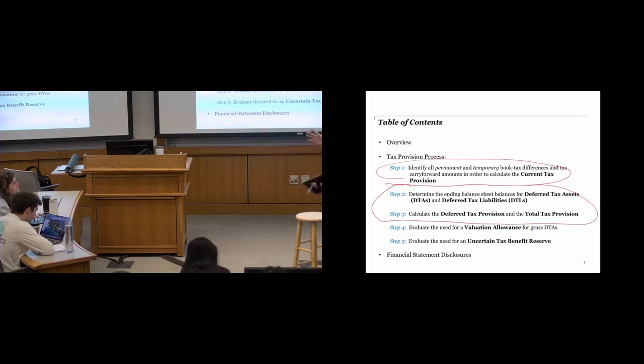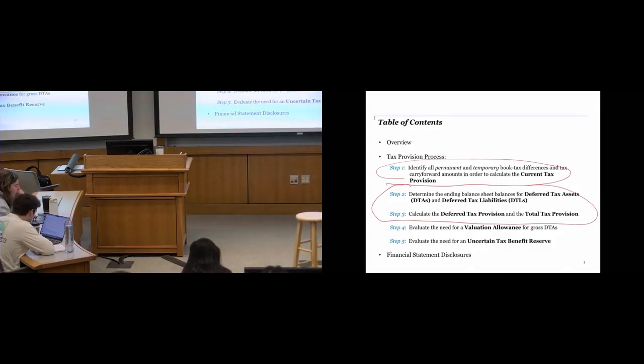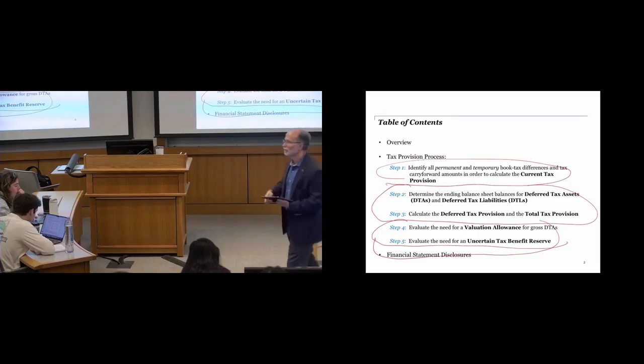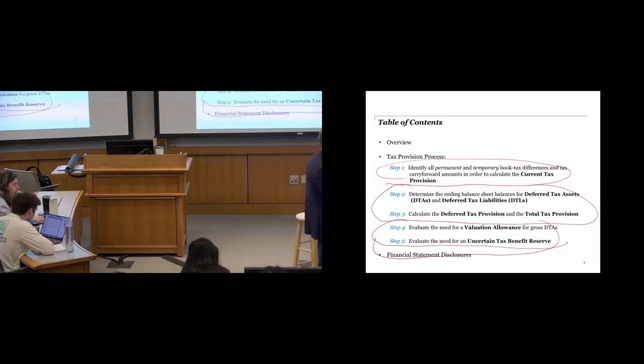Step 1 is, what is my current tax return? That's what I'm estimating. Now we're going to start looking at, how do I deal with the future consequences of book tax differences? And then my aim is to do steps 4, 5, and financial statement disclosures on Wednesday. And then that'll be done with our tax accounting, and then we're going to go into M&A type stuff on corporations.